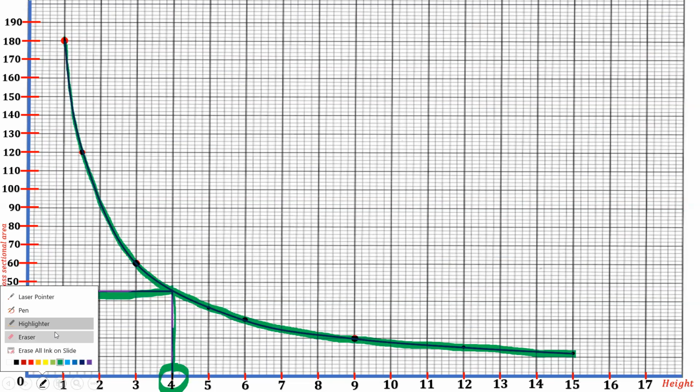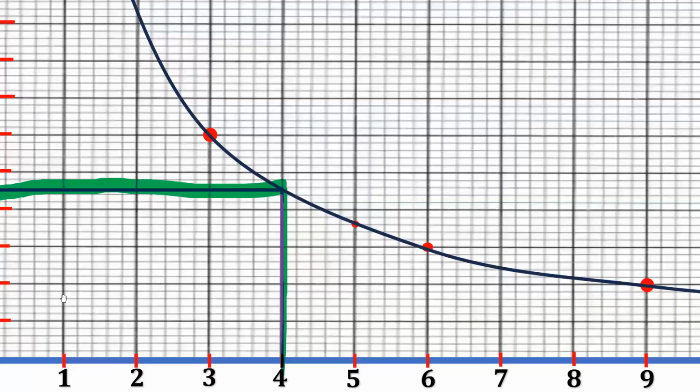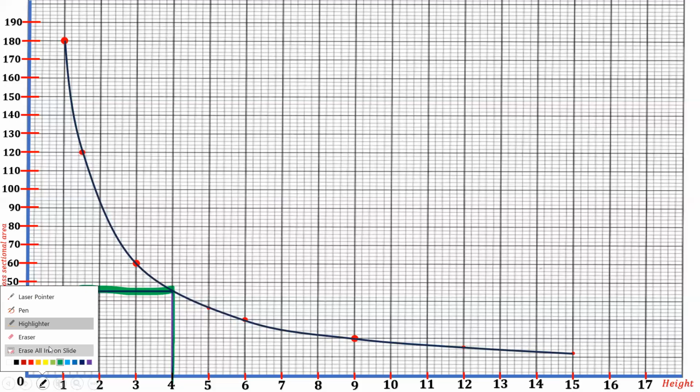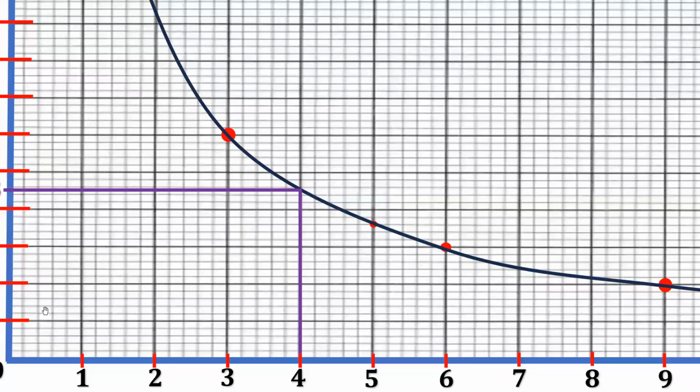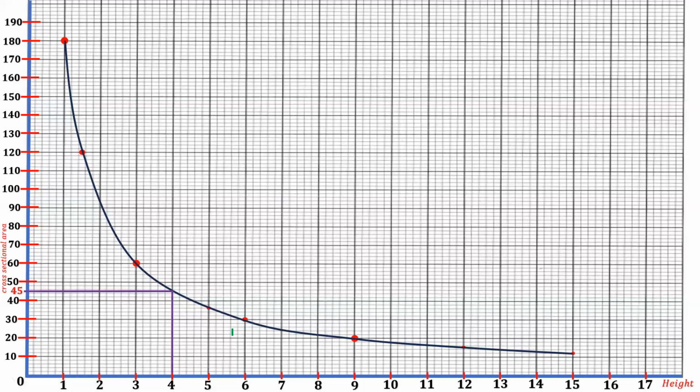Let me erase all ink. So if the height is 4, the y value is going to be 45. And we know it's 45 if we zoom in carefully. This is 40. Let me erase those so they aren't distracting. Let's go over. This is 40, this is 42, this is 44, this is 46. So in between 42 and 46, it's 45. So if the height is 4, then the cross-sectional area is 45. And so 45 is the answer I got. Let's move on to the next one.